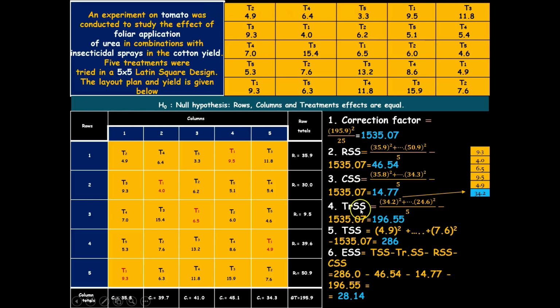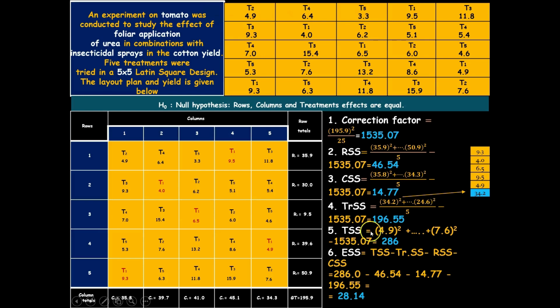Now for treatment sum of squares, if we take the example of the first treatment, we need to identify this treatment first. 9.3 plus 4 plus 6.5 plus 9.5 plus 4.9 is 34. That is the total of the first treatment. Like this, in the rest of the treatments, we can get the totals, square them, divide by 5 and subtract the correction factor.